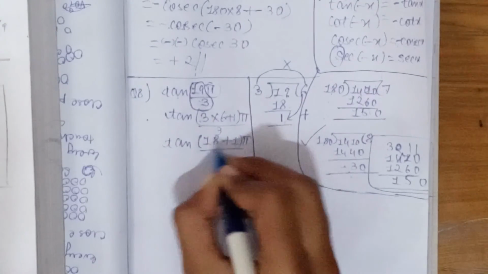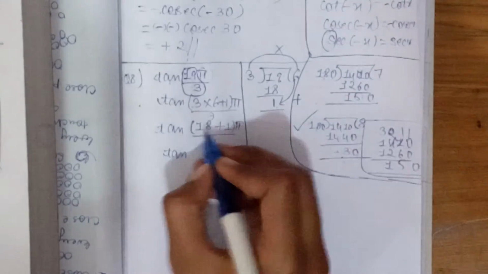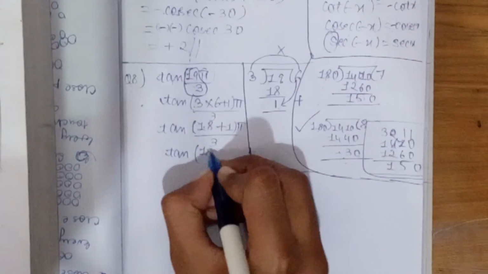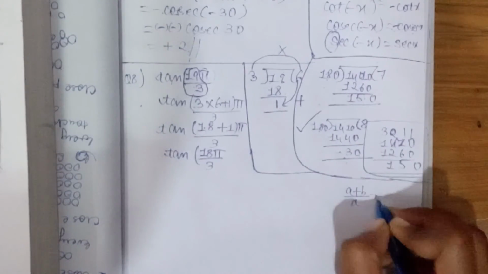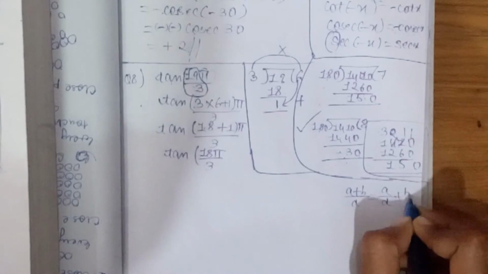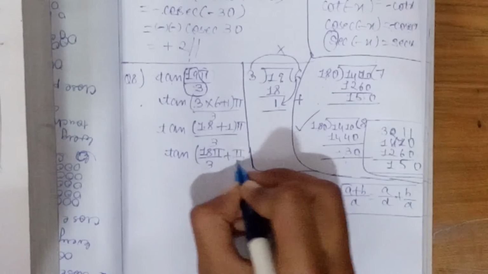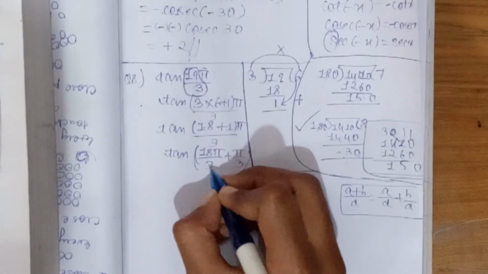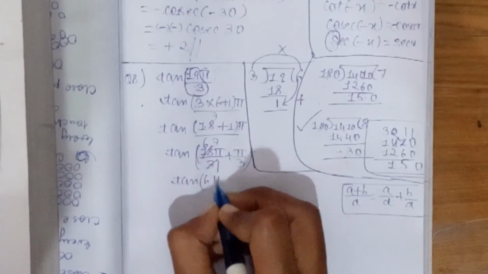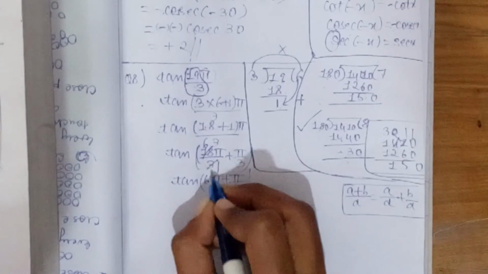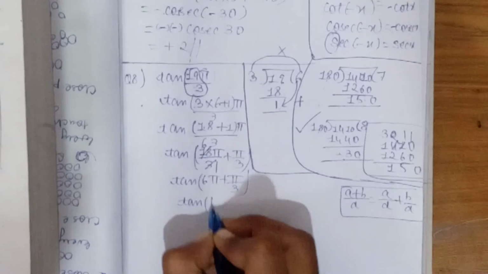Now we have to multiply with pi. So tan of 18 into pi by 3. Just like how we do a plus b by d as a by d plus b by d, same procedure: plus 1 into pi by 3. With the 3 table, cutting it, 6 pi plus pi by 3 will come. Whenever you get it like this, just remove the 6 pi and write tan pi by 3.